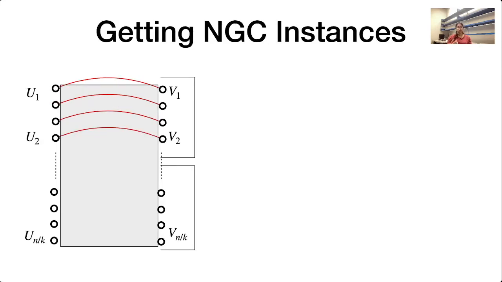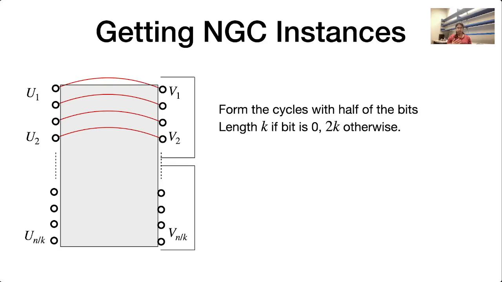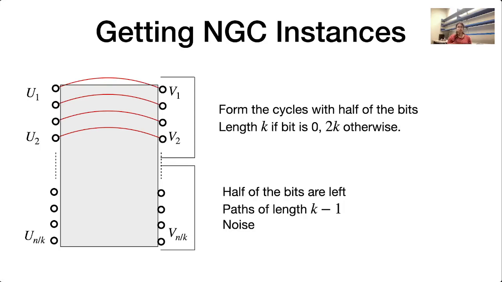If we do this for half the groups and leave the rest of the groups as they are, the rest of the groups in the latter half are going to form paths of length k minus 1, which is the noise we wanted.